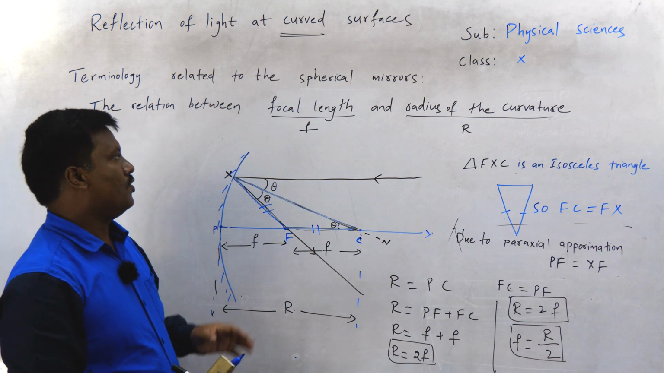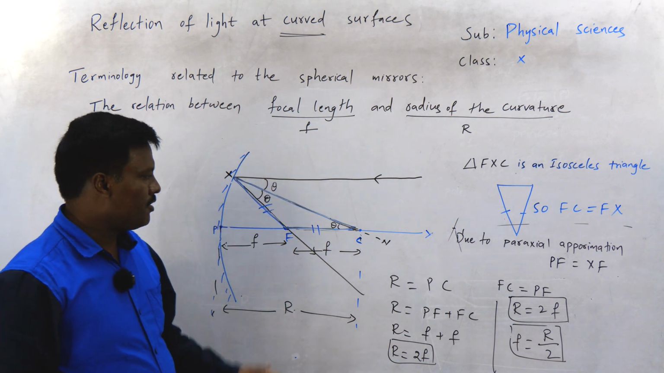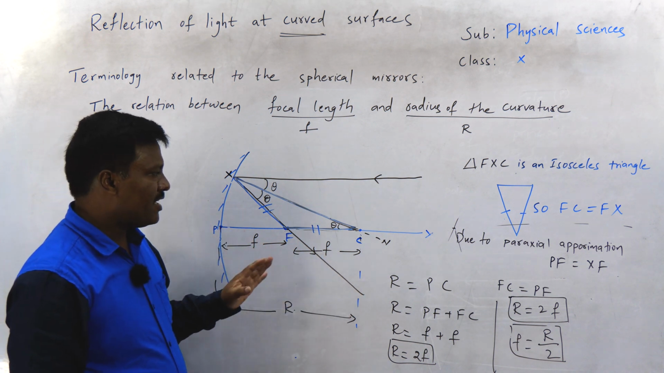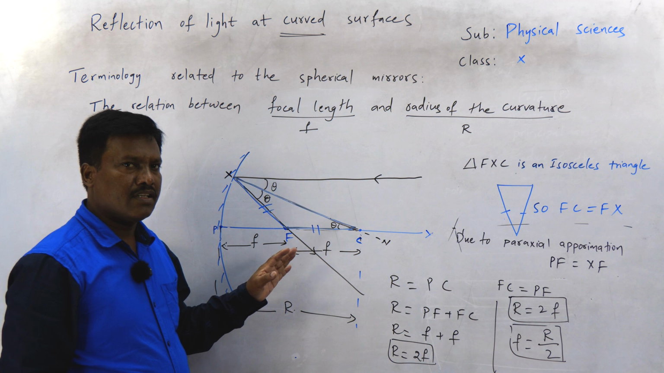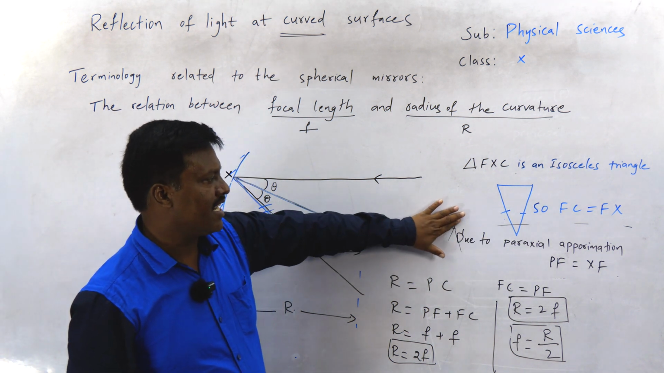Okay? So this is the relation between the focal length and radius of curvature. Please note down the derivation part. And especially I am telling you, this relation works out only when paraxial approximation conditions apply.